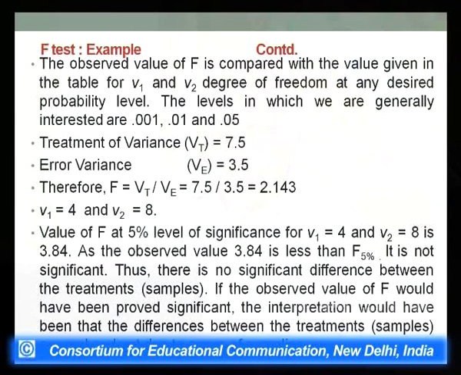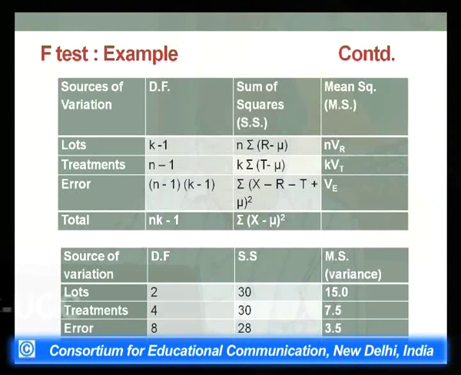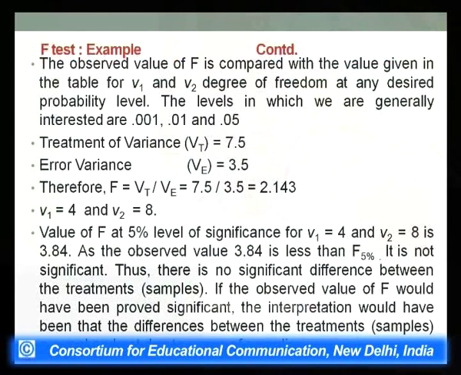So now here the treatment variance was 7.5, which was worked out earlier. Error variance was 3.5. You may like to see the earlier slide, where you can find the lot variance of 15 and treatment variance of 7.5. Error was 3.5. So the same thing we have written here, and you can see. Therefore F, the analysis of variance value which we worked out, is 7.5, the treatment variance, and the error variance. Treatment variance divided by error variance.